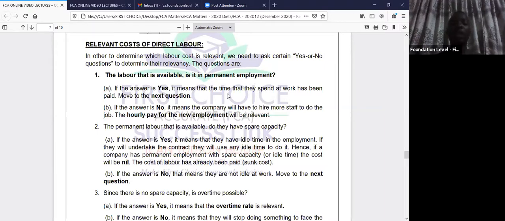So when you answer yes to that question, you move to the next question. But if you answer no, it means you don't have the labor. That means to do this contract, you need to get contract staff because you don't have permanent staff to do it. You need to go and get a contract staff. After the contract, you lay them off. So what will you do? You pay them per hour. The hourly pay is relevant. Or you want to pay them in piecemeal.